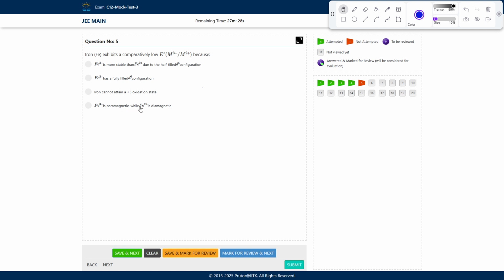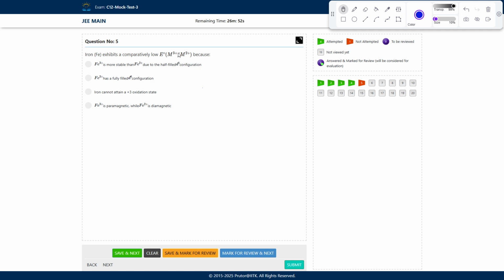Fe3+ is paramagnetic and Fe2+ is considered as diamagnetic. This statement, that Fe2+ is diamagnetic, is also wrong. The only remaining statement is the first reason, the first option, that iron 3+ is more stable than iron 2+ because it attains a half-filled configuration in Fe3+. So why does it show a low E naught value? Due to the extra stability of iron 3+ due to its half-filled d5 configuration, which favors the change from iron 2+ to iron 3+.